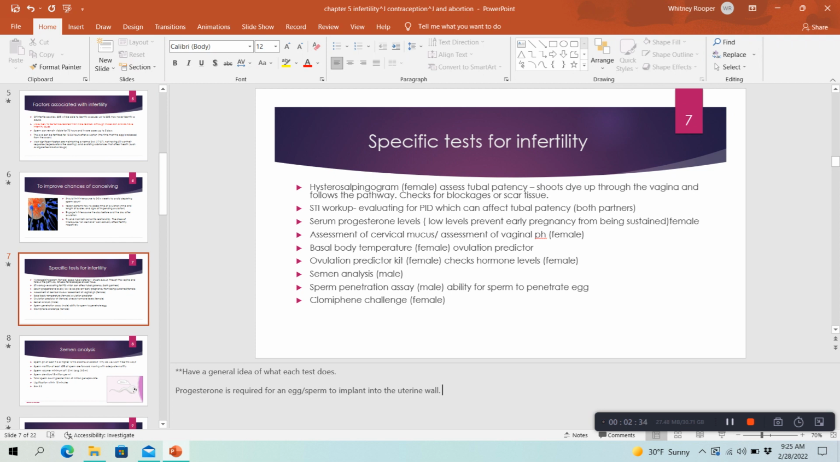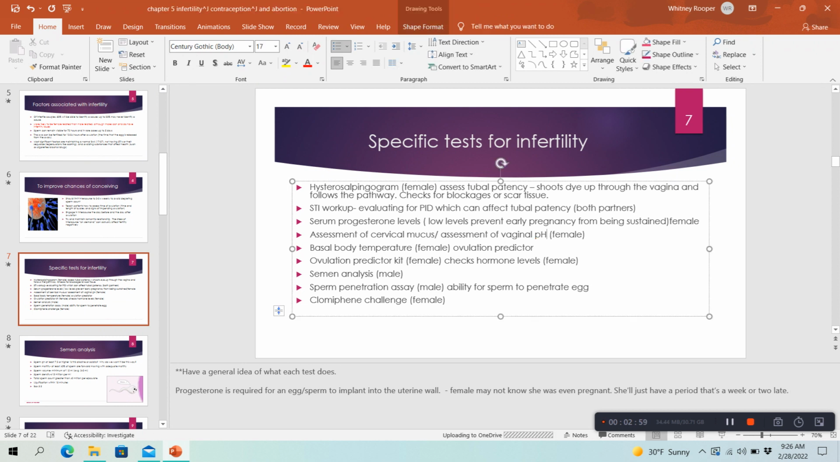Assessment of cervical mucus, assessment of vaginal pH. We want the environment to be as hospitable as possible to sperm. So if the cervical mucus is not very thin and watery, if it's too thick and tenacious, then sperm can't get through it. Also, if the pH is off and it's too acidic, it's too much for that sperm to overcome. And remember, I told you that the prostate releases some fluid into the semen that helps counterbalance that acidity. But if it's too much, obviously it's too much. So that's something else we would look at.